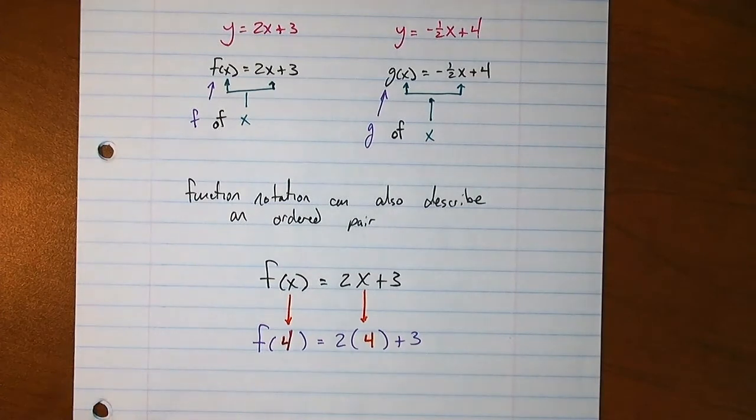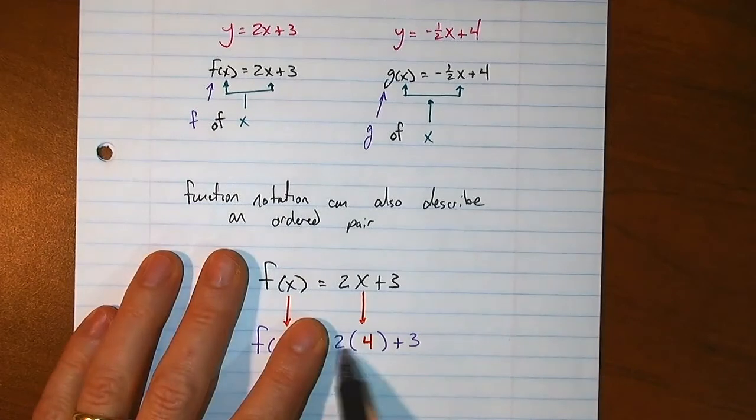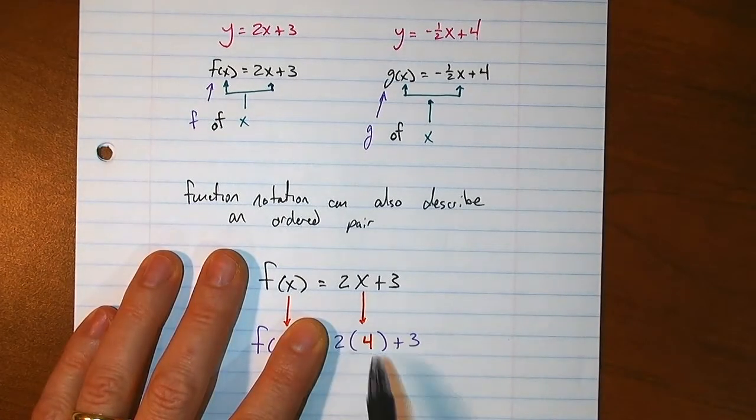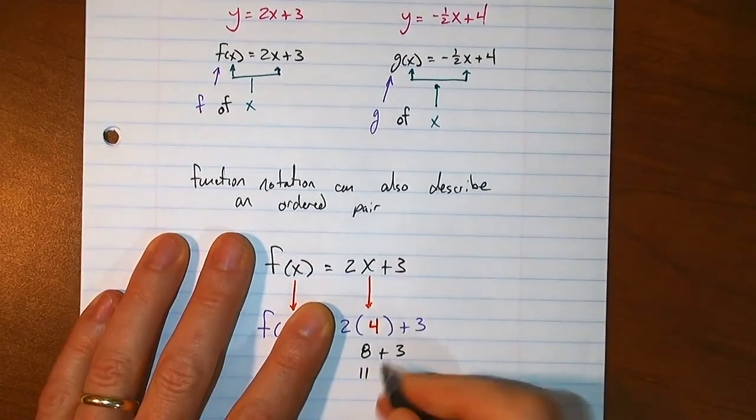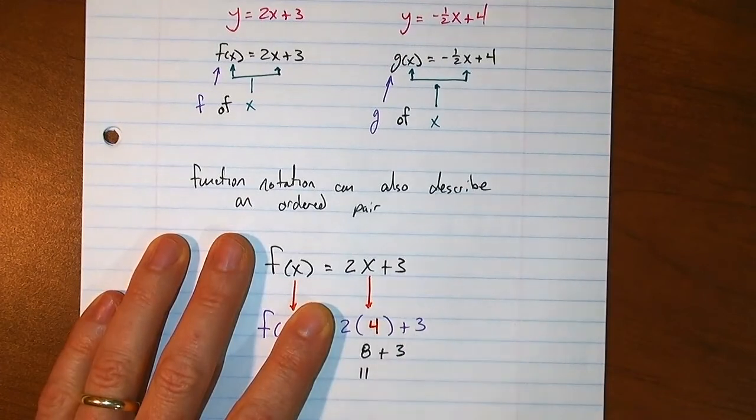Now, when I do that, I end up with an expression that I can simplify. I can figure out what this equals. So 2 times 4 equals 8, and then 8 plus 3 equals 11, right? Order of operations, I have to multiply first and then add. So 2 times 4 gives me 8, then I add, I get 11. So on the right-hand side, I simplify this down, I just get 11.